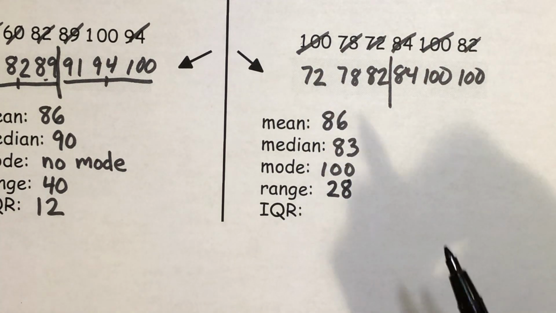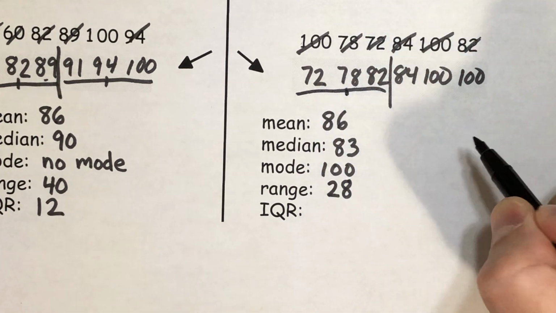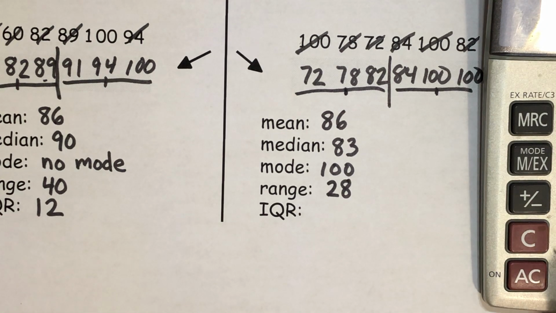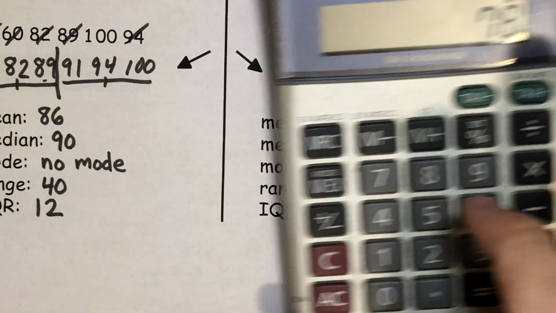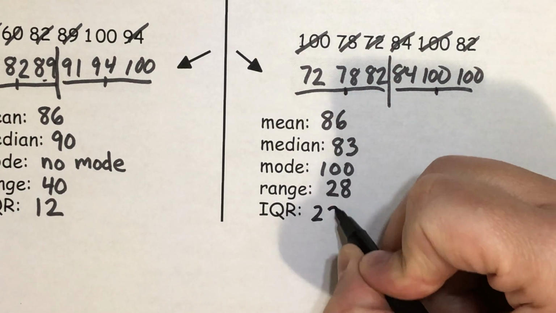And then we're going to do the IQR. Remember, we find the middle of the lower half of the data, which is 78, and the middle of the upper half of the data, which is 100. We do 100 minus 78, and we get 22.